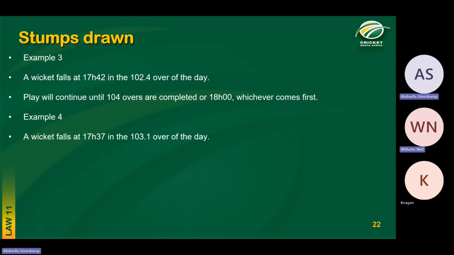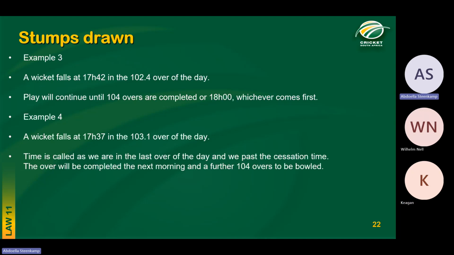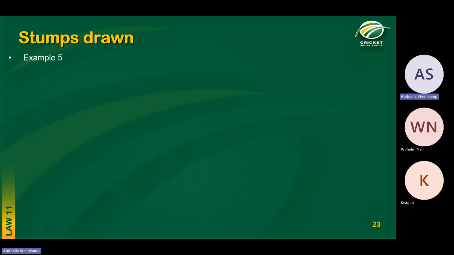So I'll kick it off. Yes, we have passed the cessation time and we are in the last over of the day. What does that mean? That will mean we call stumps for the day. Yes, very good, stumps for the day. And tomorrow, what will happen? You will need to bowl those 5 balls and then complete 104 overs. That's exactly what needs to happen. Very good. So time is called, or stumps. We are in the last over, and we passed the cessation time. So the over is to be completed, and we need to bowl another 104.